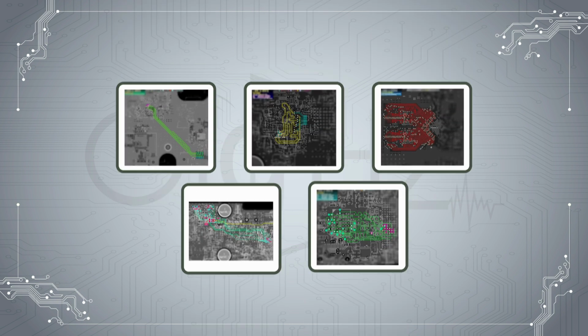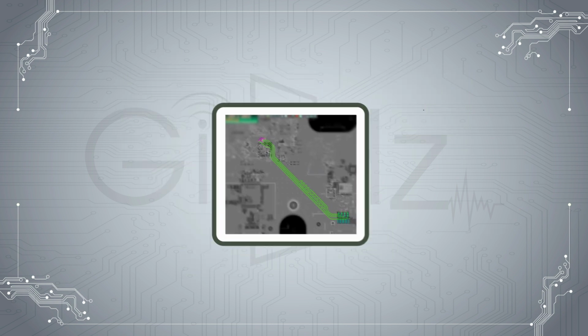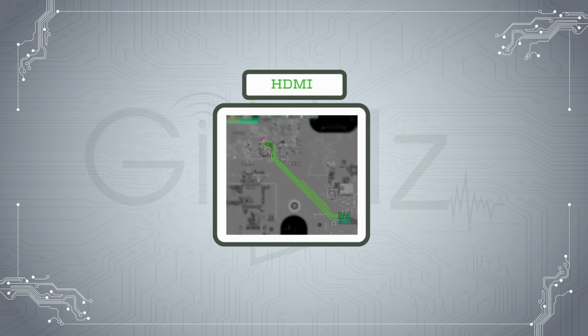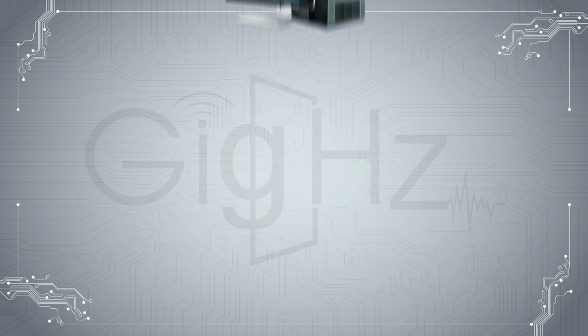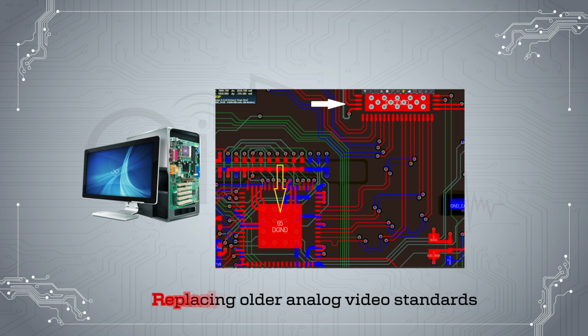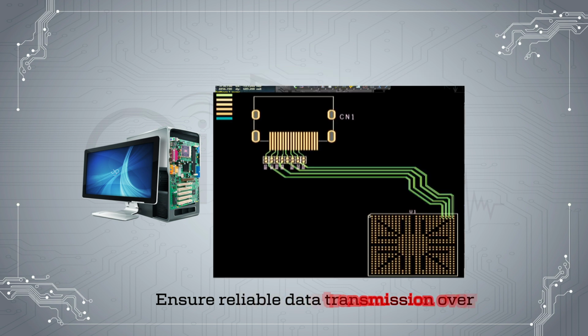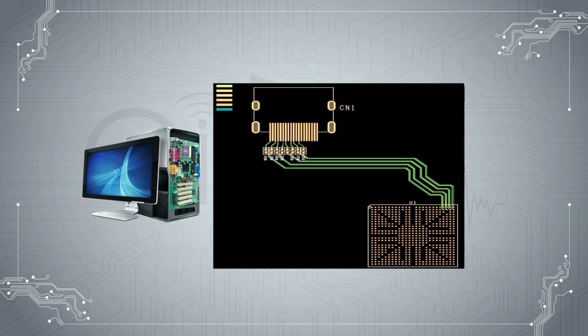Common high-speed signals. In today's high-speed electronics, several signal types play a crucial role in efficient data transmission. Let's explore some common high-speed signals and their functions. First on the list is HDMI, which is widely used for video and audio transmission. HDMI transmits uncompressed video and digital audio, replacing older analog video standards. It uses differential signaling to ensure reliable data transmission over longer distances.